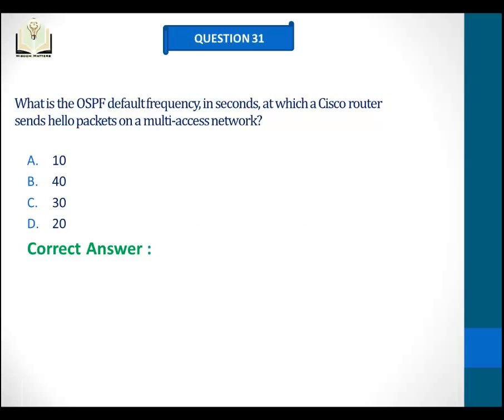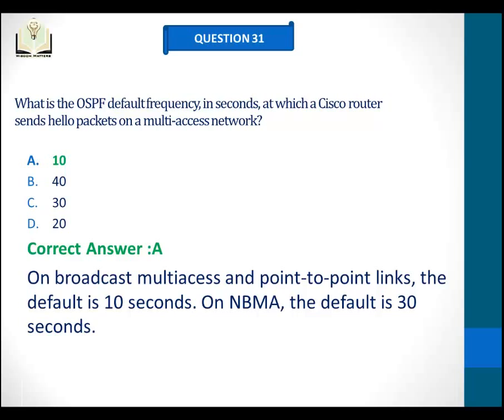Next, question number 31. What is the OSPF default frequency, in seconds, at which a Cisco router sends hello packets on a multi-access network? 10, 40, 30, 20. And the correct answer is A, 10.